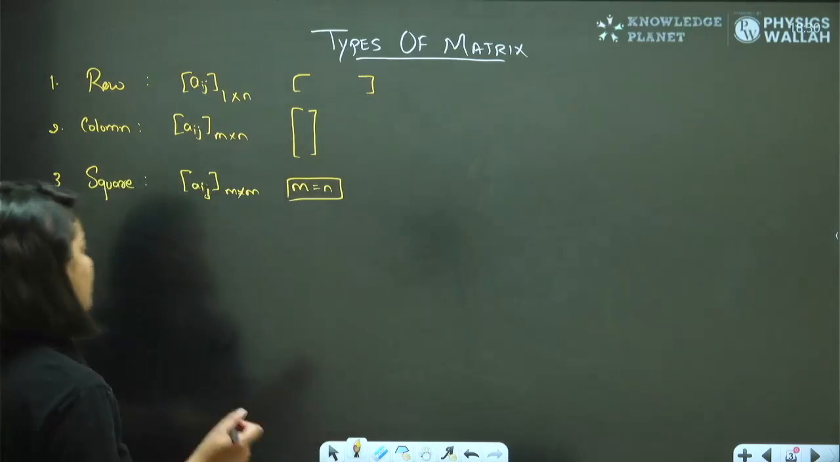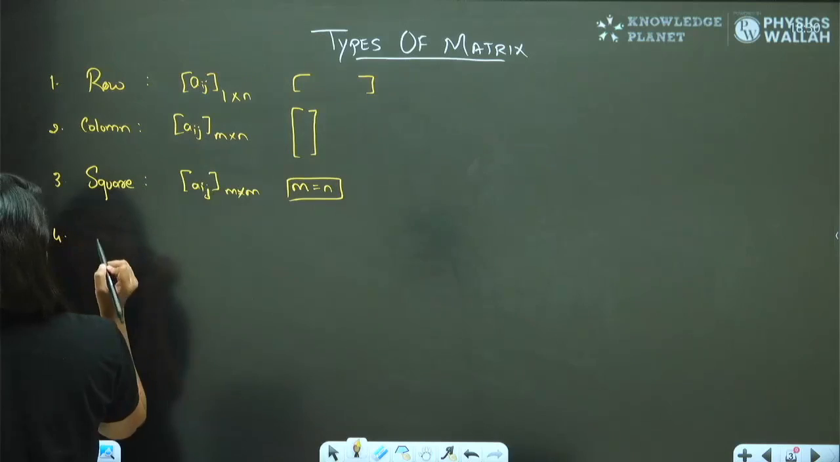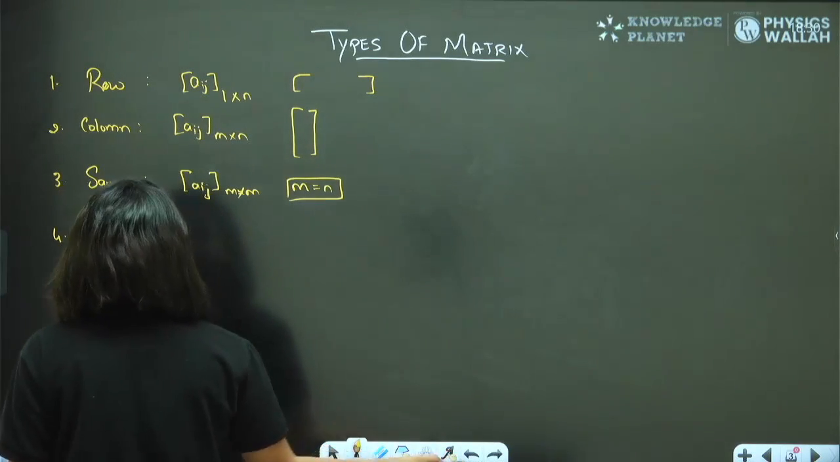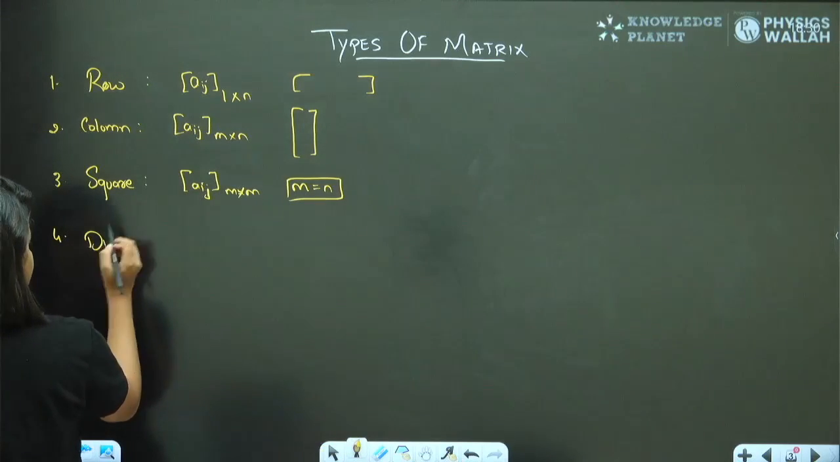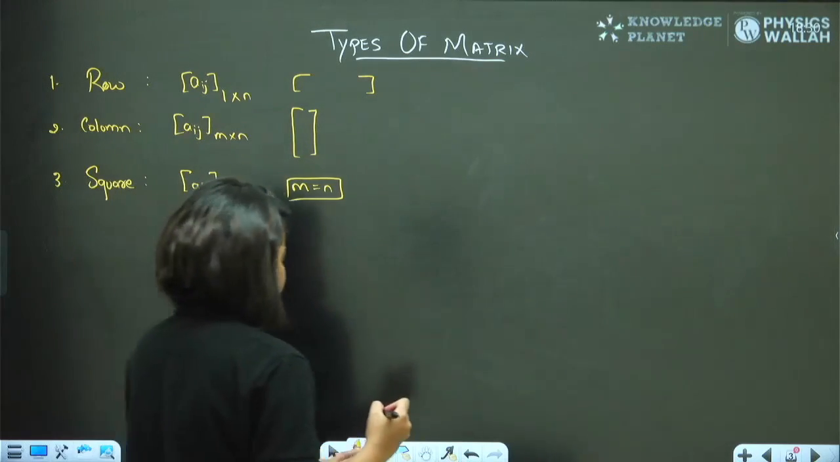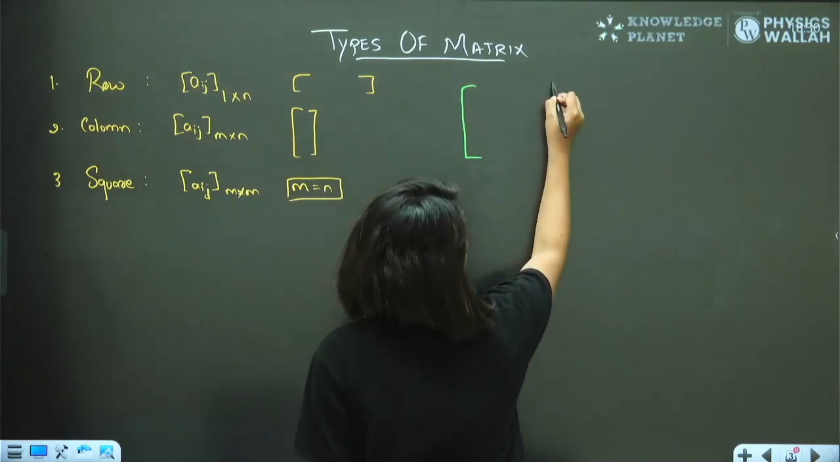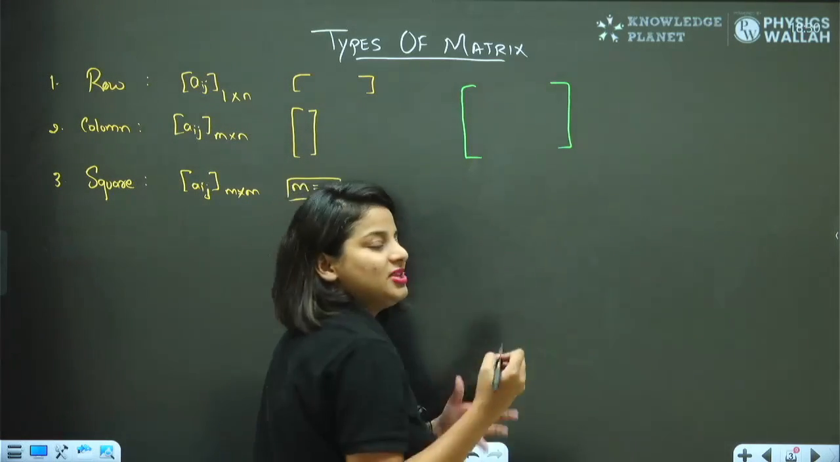Now from square we will get a diagonal matrix, right? So what is a diagonal matrix? Okay, before I go ahead, there are certain things about a square matrix which we should know. A square matrix will look like this: number of rows, number of columns equal.